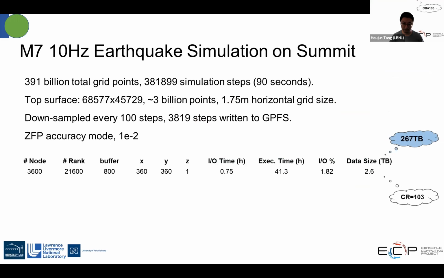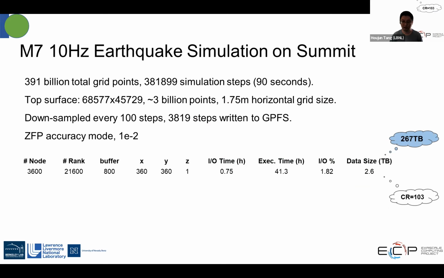Next we have a big run on Summit. This is our annual figure of merit run, where we use a majority of the Summit nodes. We use 3,600 Summit nodes with 21,000 MPI ranks, and we use a similar set of parameters, buffering every 800 steps. The total IO time meets our expectations. It takes about 45 minutes to save the entire data set.